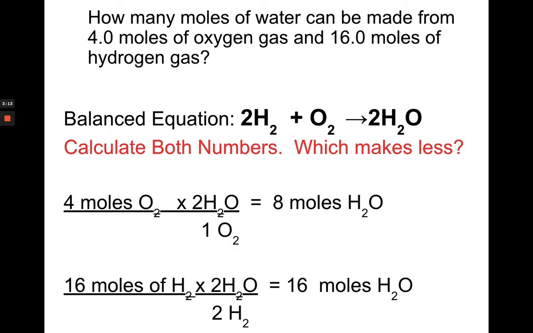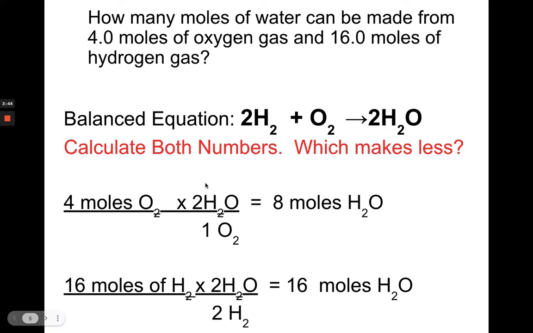So we're going to take the mole ratio from the balanced equation. So you can see we're going from moles of oxygen to 8 moles of water by using this ratio that we pulled down. On top we put 2 H2O. That's what we want. That's the coefficient that we put on top. What we put on the bottom is what was given, which was the oxygen. So it's 4 times 2, 8 moles of water. So that makes sense. 1 gives us 2, so 4 gives us 8.